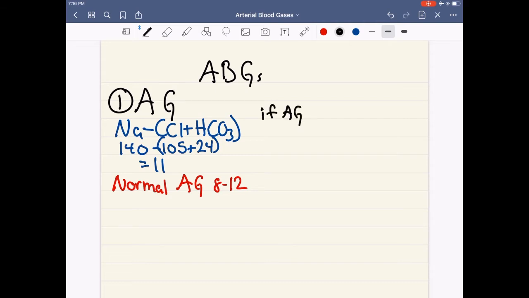So any anion gap more than 12 is going to give you an anion gap metabolic acidosis. Now this anion gap metabolic acidosis has its own mnemonics that I'm sure that you all have learned about in medical school, and that's going to be MUDPILES. MUDPILES stands for methanol, uremia, DKA, pyrazinamide, propylene glycol, isoniazid, iron tablets, lactic acidosis, ethanol, and salicylates.